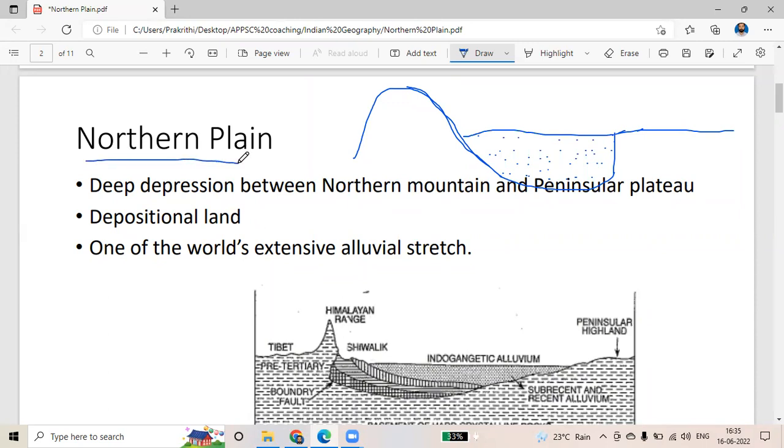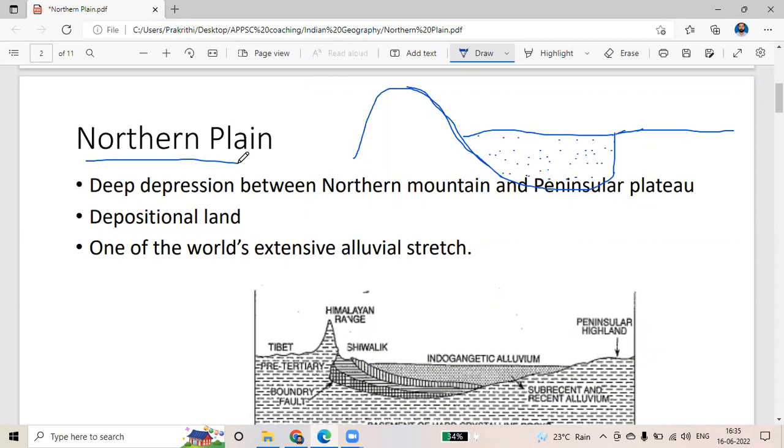The northern plain of India was created by the rivers from the Himalayas and the peninsular plateau. They carried alluvium and started depositing it in this depression, and later the depression was filled by this alluvium and became the northern plain. So this is actually an alluvial deposit by the rivers.